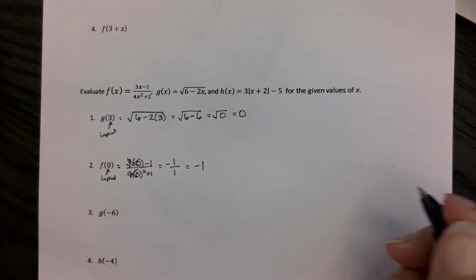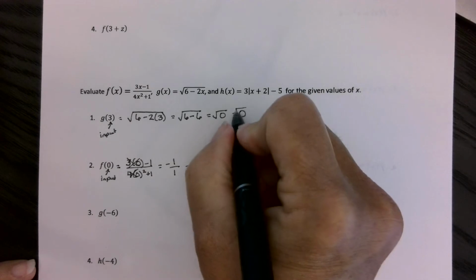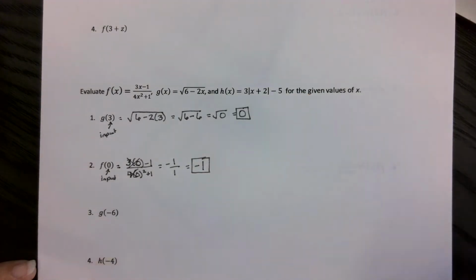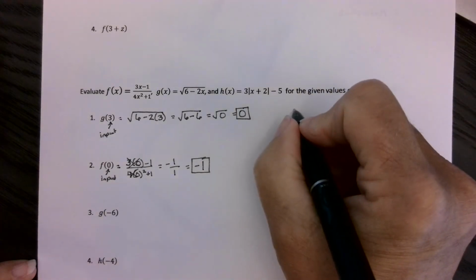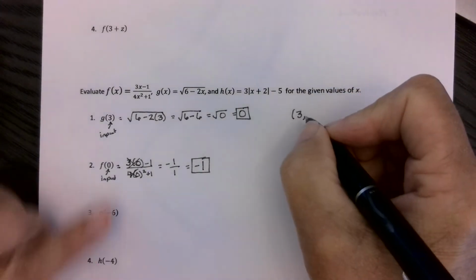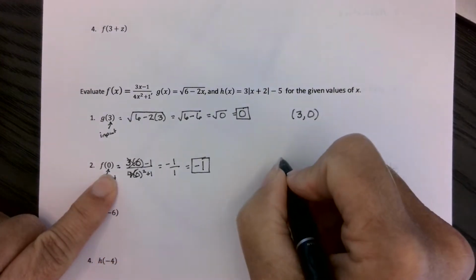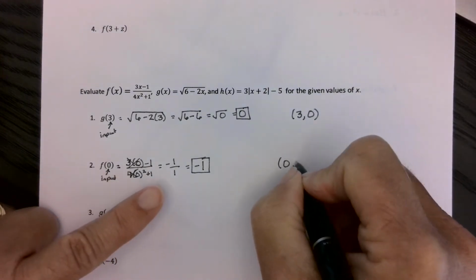Now, again, in ALEKS, it may just ask for this. If it asks for an ordered pair or a coordinate, your input was 3 in this case, and your output was 0. Here, your input was 0, and your output was negative 1.